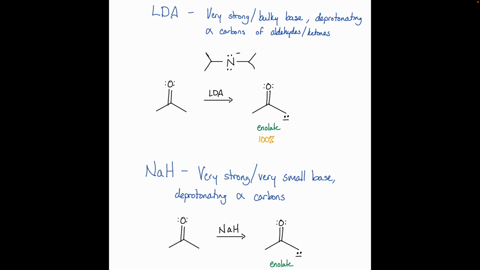So these are two very strong bases that we can use to get rid of that alpha hydrogen. Then what's the difference between these two? Well, again, one of them is a bulky base and the other one is a really tiny base. So now let's take a look at a different aldehyde or ketone. I'm going to put it in the middle here. And this time we're going to look at an asymmetric aldehyde or ketone. In this case, it's a ketone, I guess.